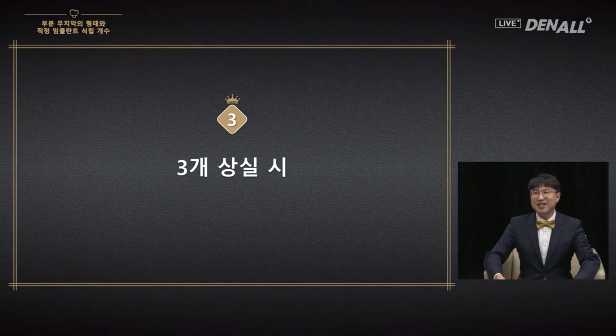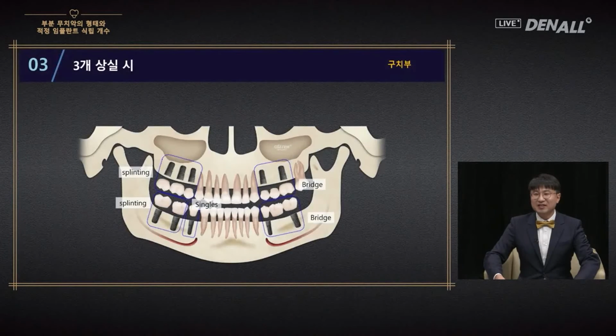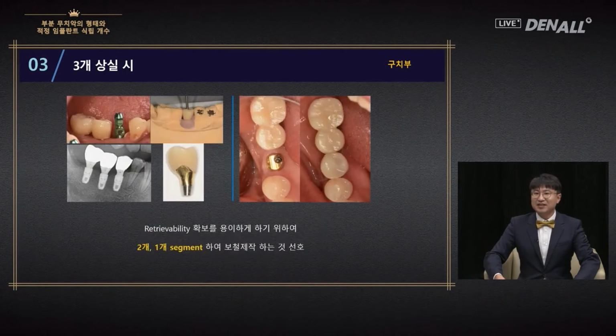Now I'm going to talk about 3 missing cases. I'm always divided as to whether to place 3 or 2 implants, and also to do splinting or segmenting. For retrievability, I like to segment it into 2 and 1 when fabricating the prosthesis. However, it is not easy to adjust the proximal surface between implants.